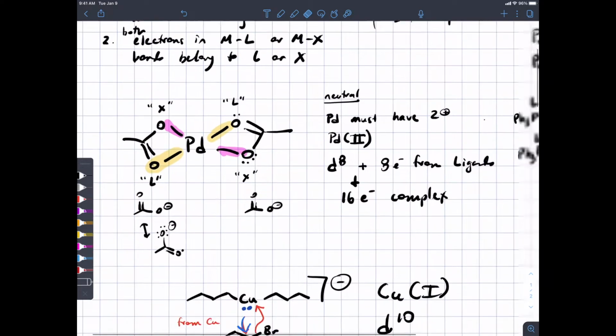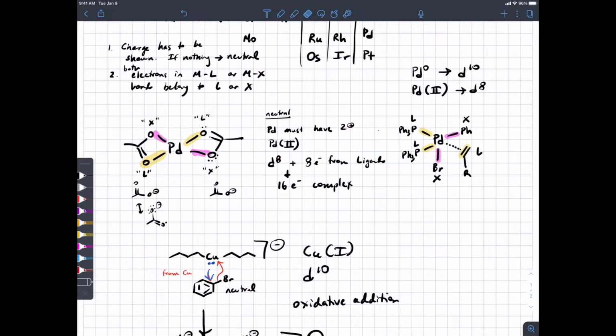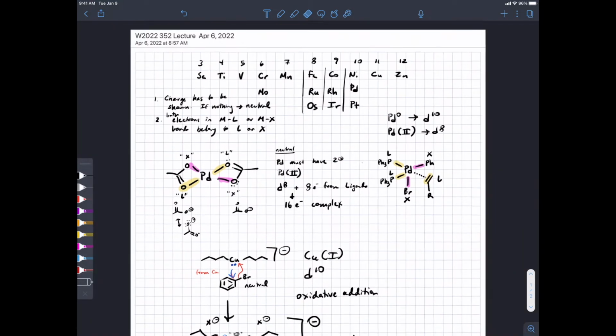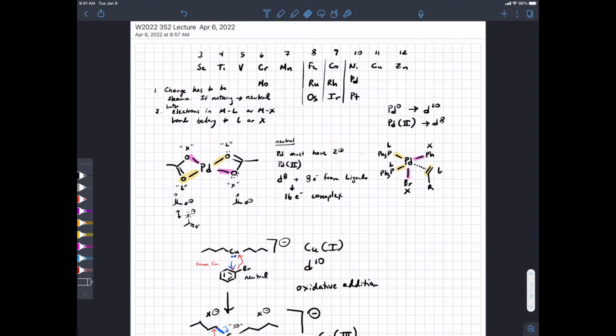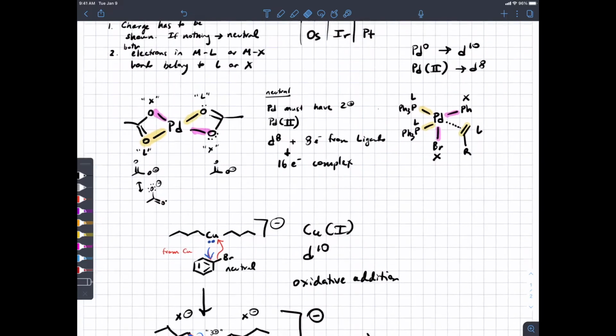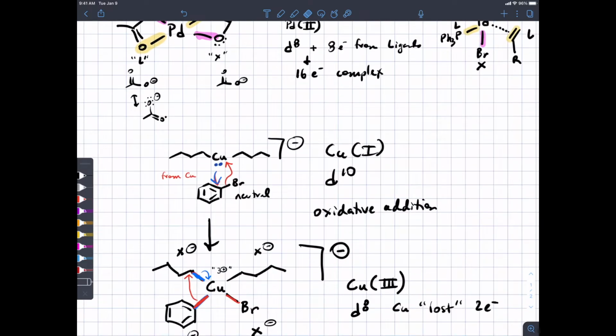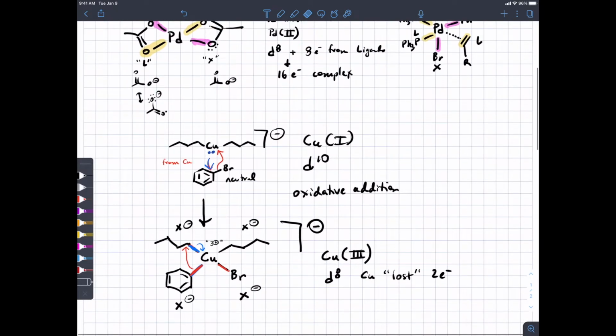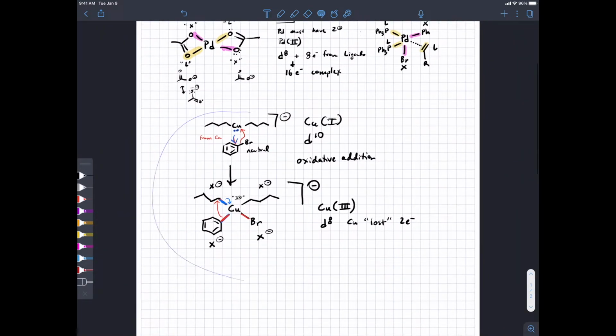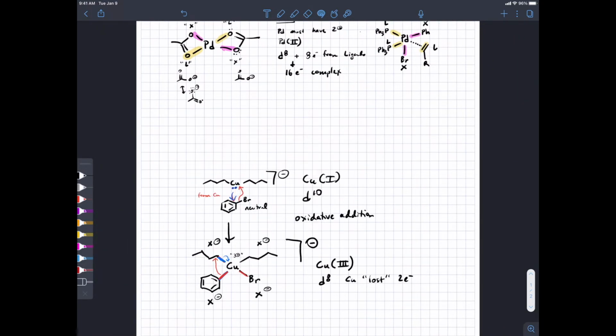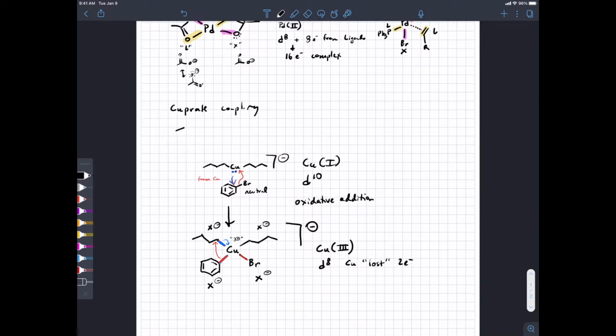Okay, so let's get to the therefore what, because there's really cool chemistry enabled by the transition metals. And so we were looking at the mechanism of this reaction, the cuprate coupling reaction. I showed you some of these at the beginning of class last time, cuprate coupling. And this chemistry gives you access to things that you couldn't otherwise do.